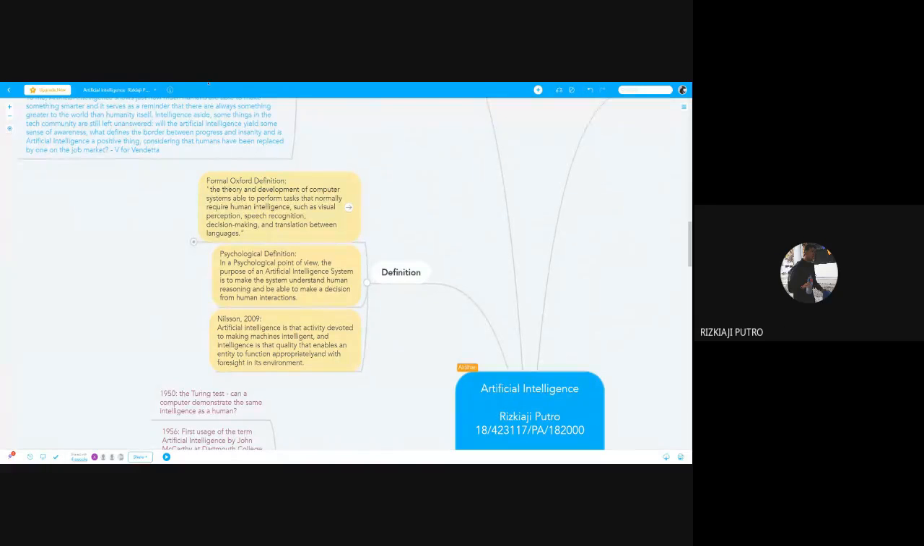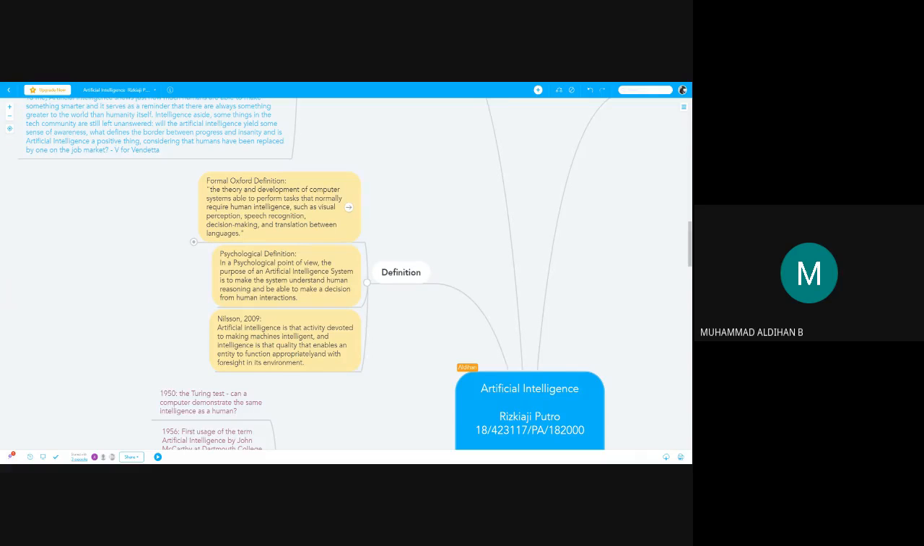Yeah, so we actually split up the definition. Instead of taking our individual definitions, we took 3 definitions from various sources. The first one is the main definition, which is just the Oxford definition: the theory and development of computer systems able to perform tasks that normally require human intelligence, such as visual perception, speech recognition, decision making, and translation between languages.